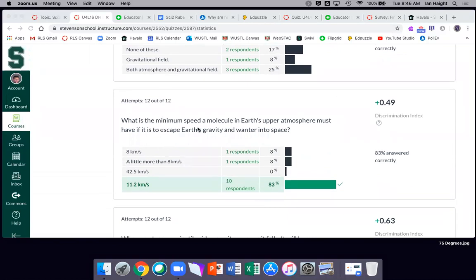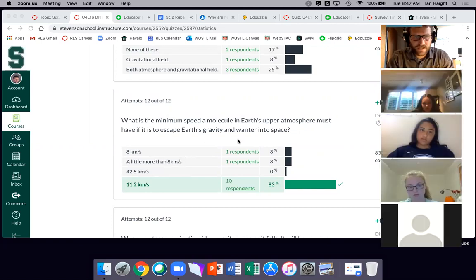What minimum speed do you need for escape velocity? Basically, is what this is asking. And yes, it is 11.2 kilometers per second. You could either have that written down or look it up. And remember what the other numbers are. So 8 kilometers per second is circular orbit. What was a little bit more than 8 kilometers per second? What type of orbit are you going to achieve then? Elliptical? Yep, that's where it's not quite circular.